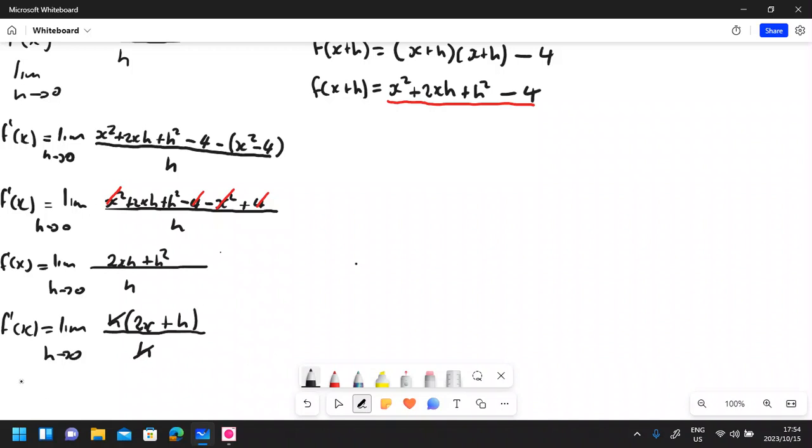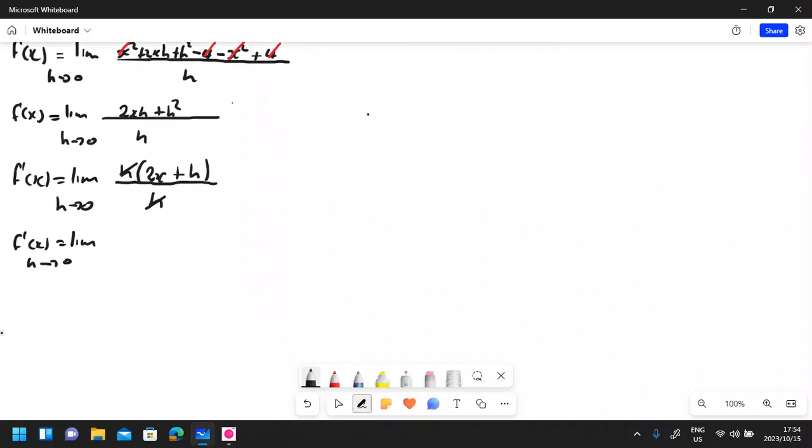So what you're left with right now is f of x prime, limit h approaches 0. There's no fraction there, so we're left with 2x plus h, because this h and h divide each other, multiplied by 2x plus h. So this is what we're left with.